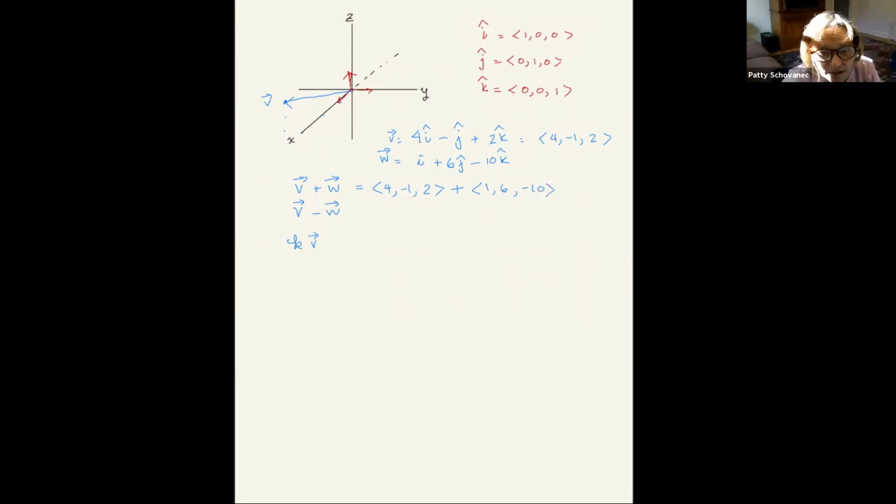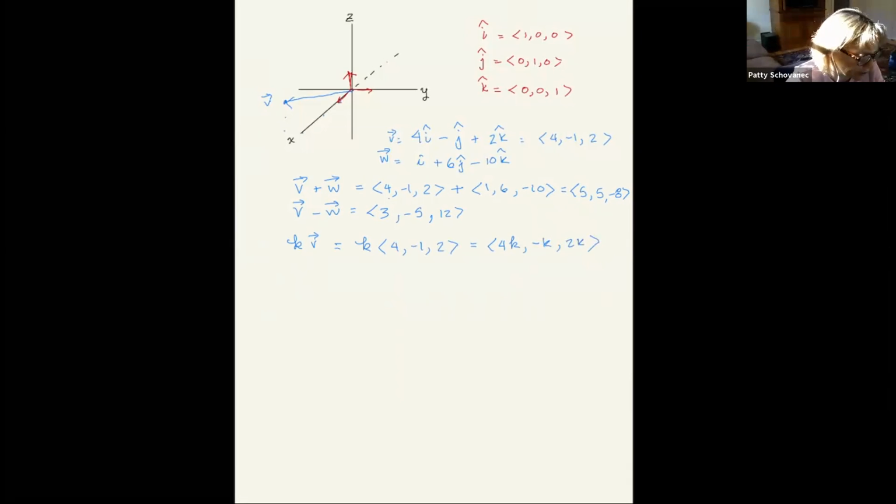And addition of vectors is done component-wise. A vector plus a vector gives you another vector. It gives you 4 plus 1 is 5, -1 plus 6 is 5, 2 plus -10 is -8. Subtraction's done the same way. You subtract component-wise, so 4 minus 1 is 3, -1 minus 6 is -5, and then 2 minus a -10 is 12. If I multiply a vector by any constant, if I just use the k here, what it does is it multiplies each component by k. And if k is a positive whole number, it makes that vector k times longer.